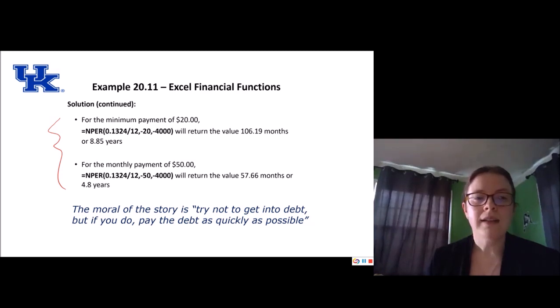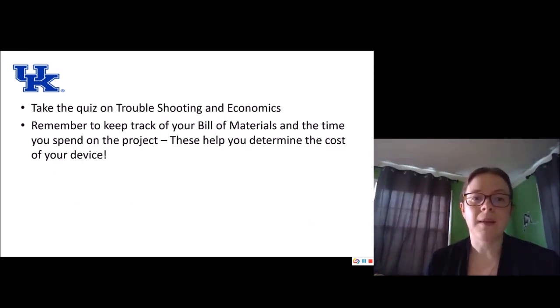All right, so now you can take the quiz on troubleshooting in economics. And even though we're not meeting together in person, please remember to keep track of your bill of materials and the time you spend on your project, because you will get a total amount at the end of the semester, and that helps you determine the cost of your device.